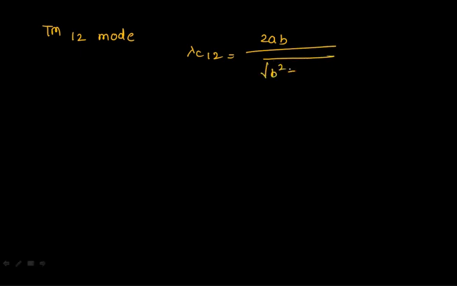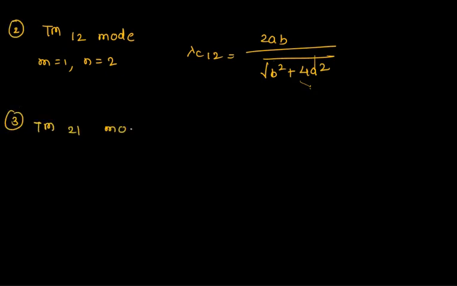This will be for one mode. If I'm putting TM12 mode, lambda c12 will be twice of AB divided by root of B square plus 4A square, because my M is equal to 1 in this case and N is equal to 2. So N square becomes 4. This is my second mode. What about the third mode? TM21 mode, exactly opposite of this one. So lambda c21 will be twice AB divided by root of 4B square plus A square.